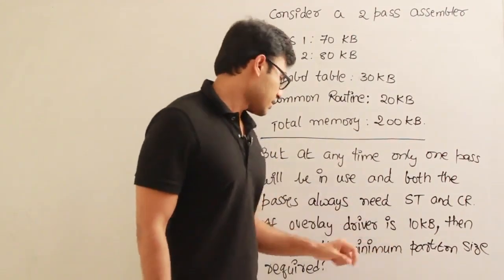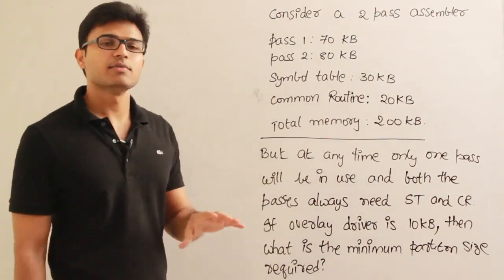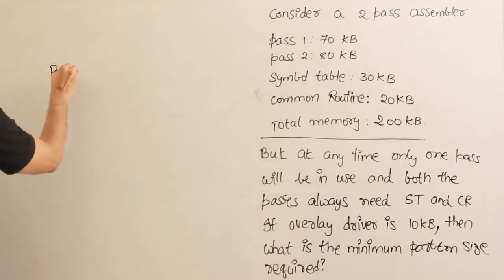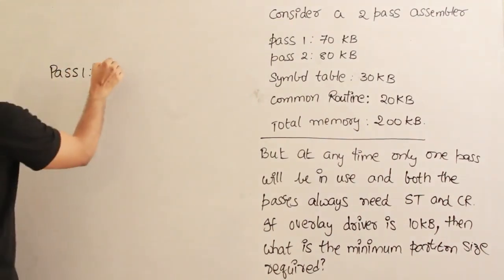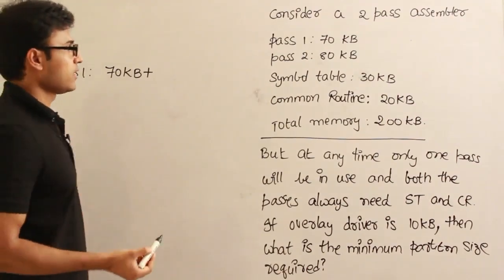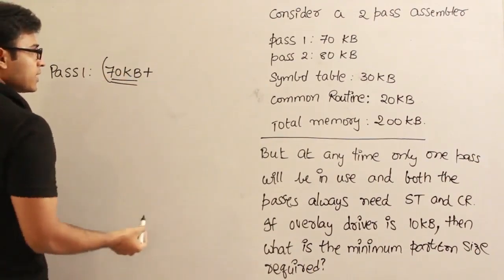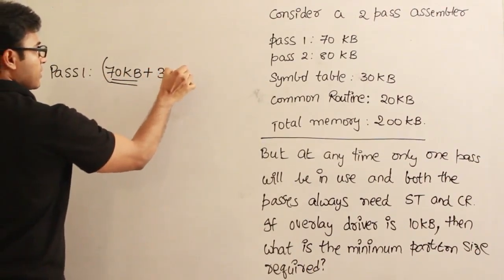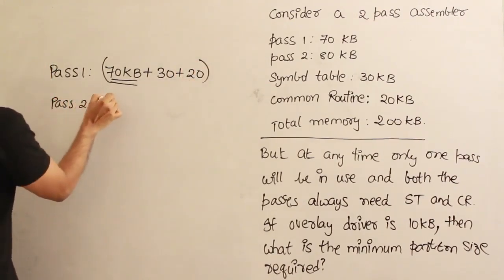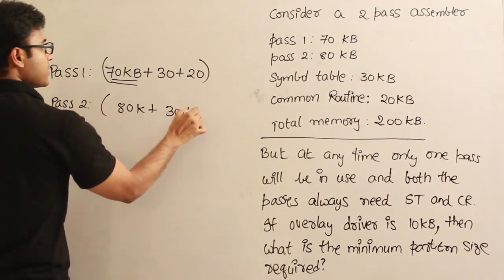If the overlay driver is 10 KB, then what is the minimum partition size required? They are asking how much minimum partition you want. Now let's analyze this. In pass 1, we need 70 KB plus the symbol table and common routines, right? In pass 1 we definitely need the symbol table, because they are saying it is required, and then the common routines. And then in pass 2, how much memory do you need? 80 KB plus 30 plus 20, right?